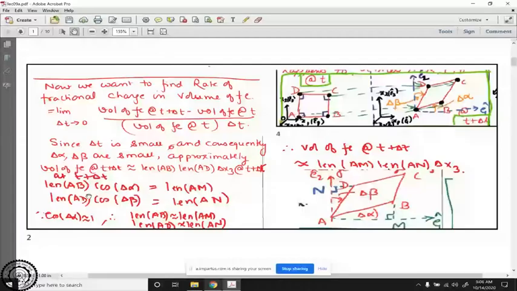Then I say that length of AB cosine delta alpha is actually length of AM, and length of AD cosine delta beta is length of AN. Since cos delta alpha is approximately 1, I can approximate length of AB as length of AM, and length of AD as length of AN. So the volume of the fluid element at t plus delta t can be approximated as length of AM times length of AN multiplied by delta x3.